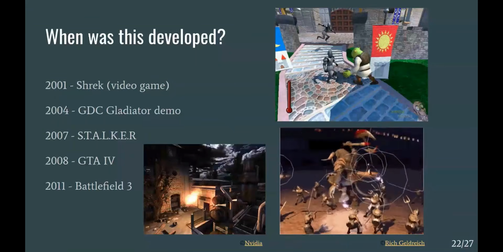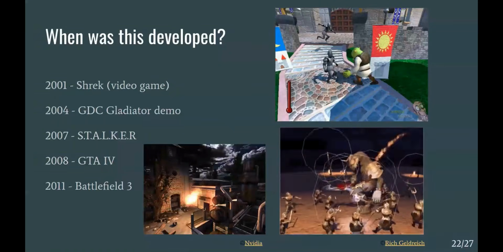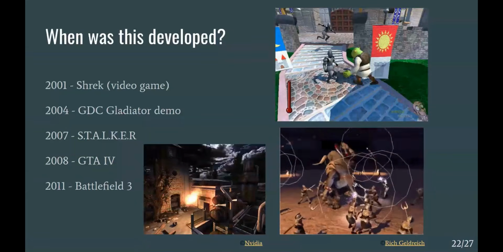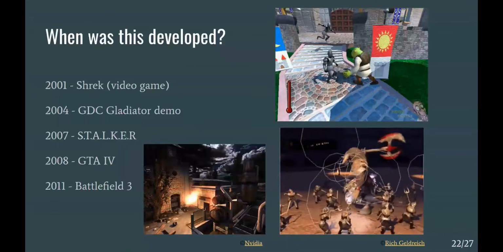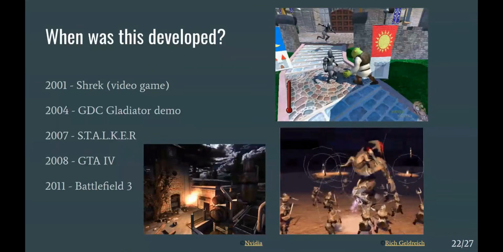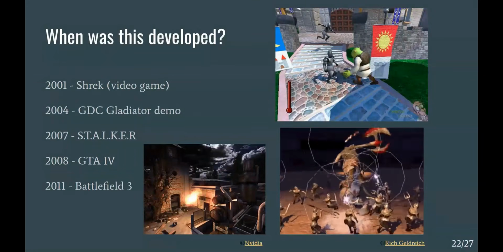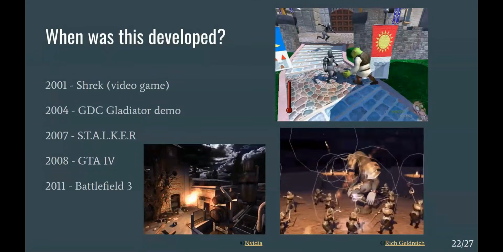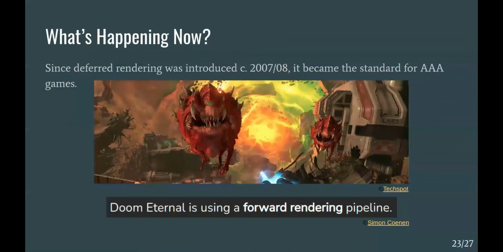The first game to be released using deferred rendering after Shrek was Stalker. And from then on, deferred rendering became mainstream in a lot of titles, especially ones that were really pushing the boundaries of performance and what looked good. So from then on, it kind of became standard. But what's happening nowadays? Recently, some high-profile games have been coming out using forward rendering. What's happened?